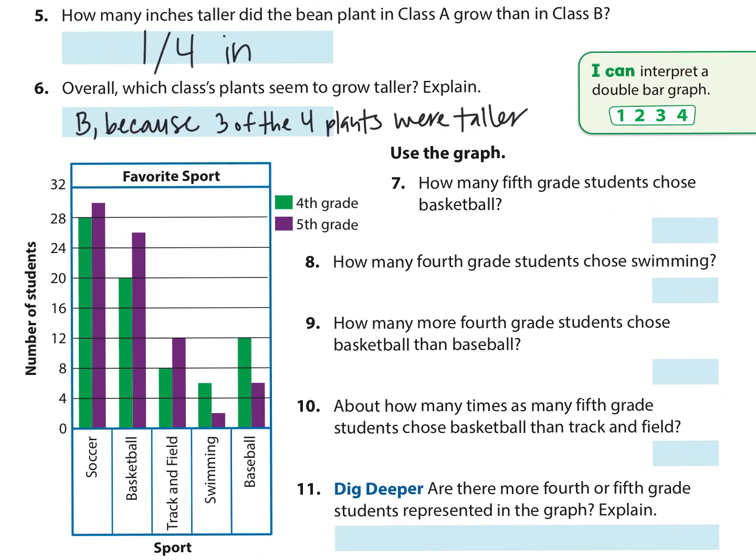Last one. I already have my graph, so I'm just answering questions about the graph. Let's look at the graph for a minute and determine what it is showing us. It's talking about favorite sports. I have all of my sports down here, and the number of students who voted for that favorite sport. Green is 4th grade students. Purple is 5th grade students.